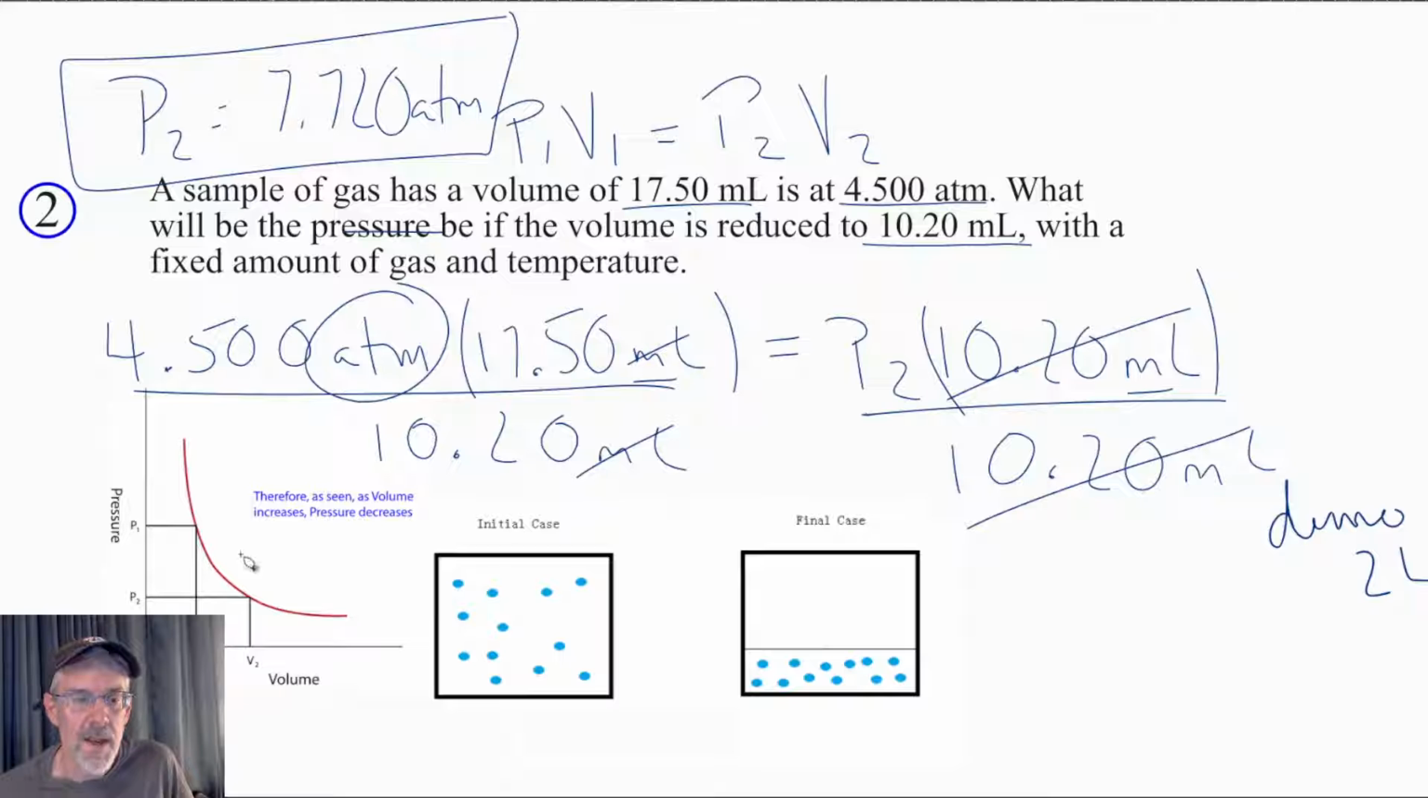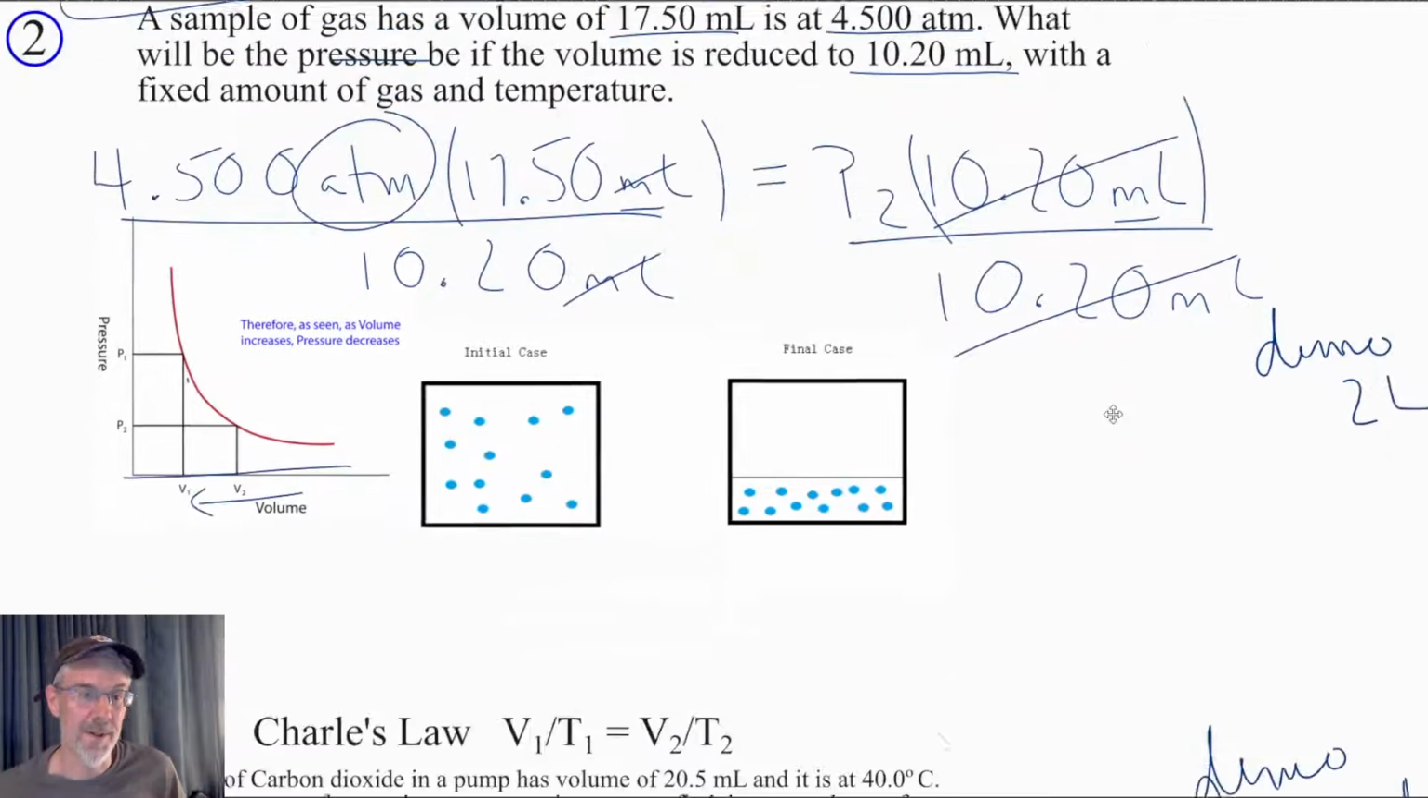And here's the curve, which you can see too. As the volume gets smaller, the pressure goes up. If the pressure gets bigger here, then the volume gets smaller, just like we saw there. Jason, you got 7.72. I think you need one more significant digit and you're there. So excellent. All right. So that's Boyle's law.